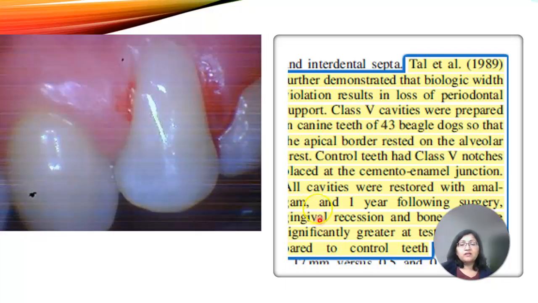Same thing, this is another study. I'm not reading it, but again, it shows a similar pattern to the studies that say that if you place restorations, like in this one, the author had class cavities prepared.